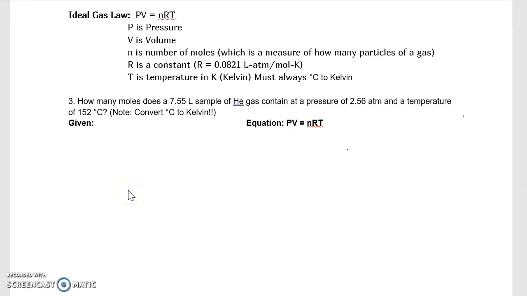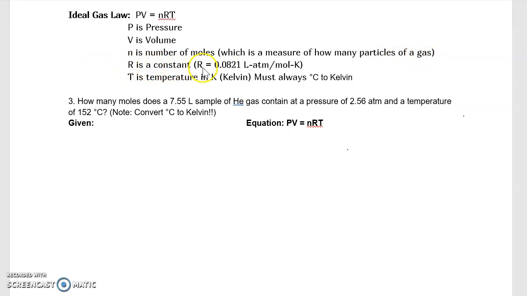Hey, I wanted to go over how to solve an ideal gas law equation. That is the equation that I call PIV-NRT here. I kind of rewrote this so you could see it with the problem. P is for pressure, V is for volume, N is the number of moles, which is a measure of how many particles of a gas there are in a container.